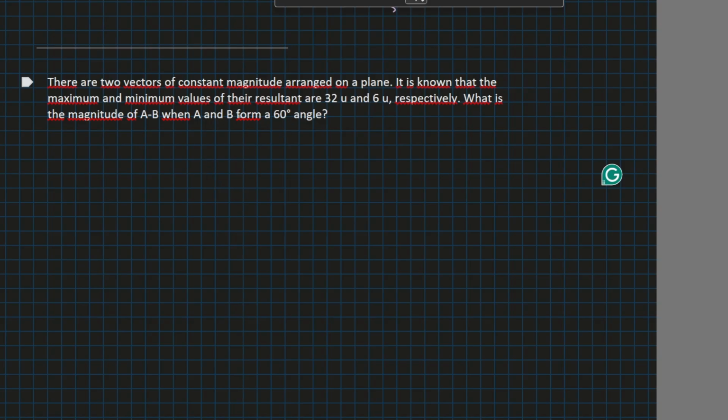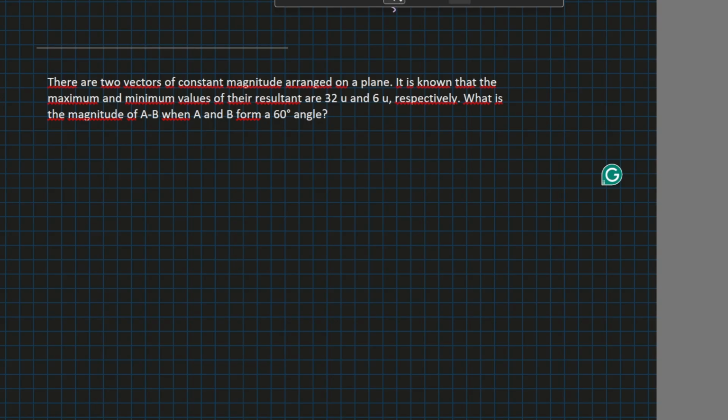So, okay, it is known that the maximum and minimum values of the resultant are 32 units and 6 units, respectively. What is the magnitude of A minus B when A and B form an angle of 60 degrees?